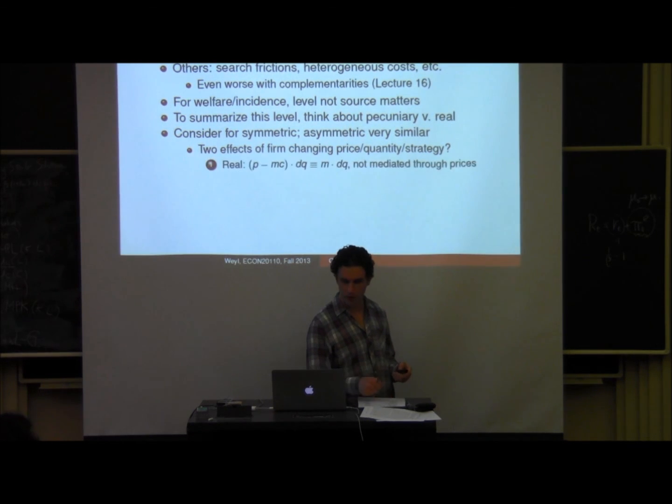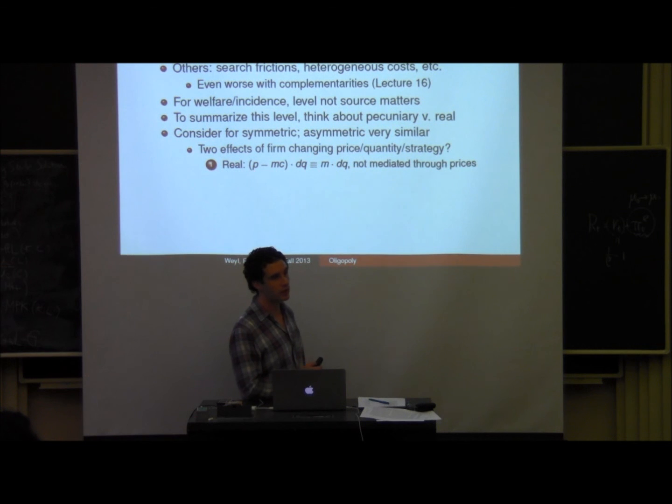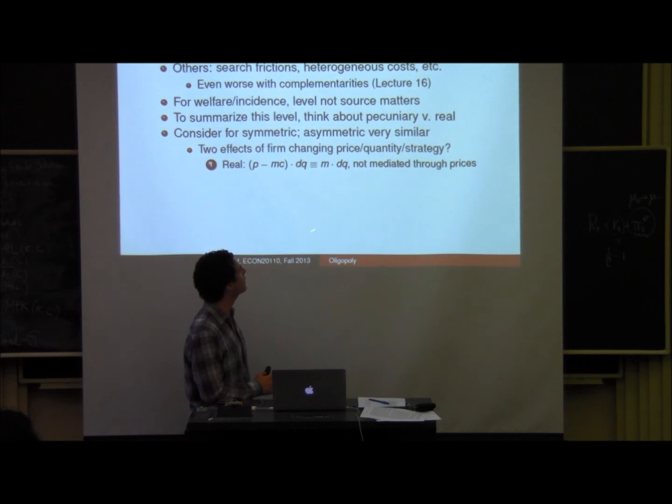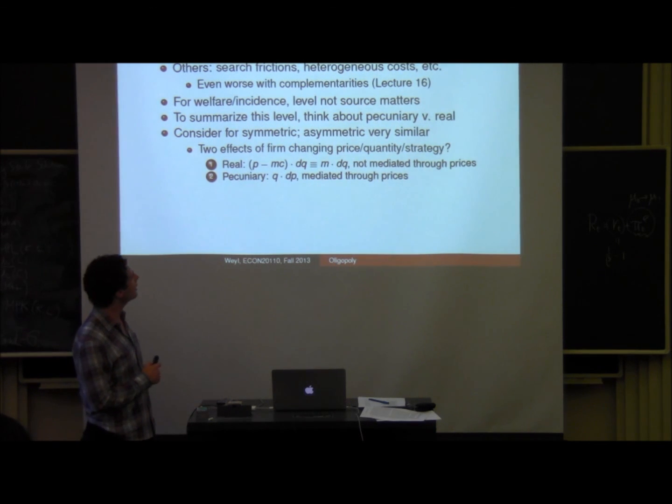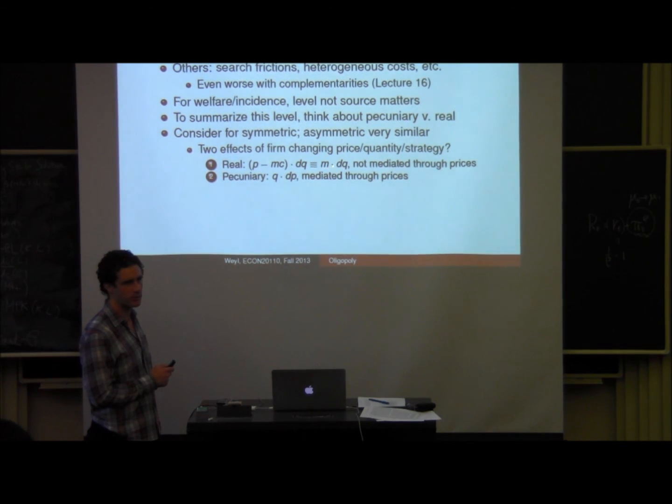Yeah, so we can put all those things together into a set of real effects that the firm has and a set of pecuniary effects, right? The real effects are the changes in its quantities times the markup. So the changes in any industry quantities multiplied by the markup, right? Those aren't mediated through prices, so they're real effects. On the other hand, it can have pecuniary effects of changing prices, and then that'll be multiplied by the quantities, right? So the two effects you can have on the industry are changing quantities multiplied by markups and changing prices multiplied by quantities.